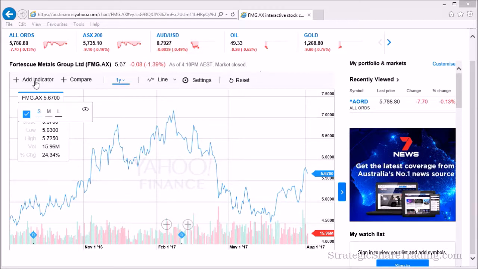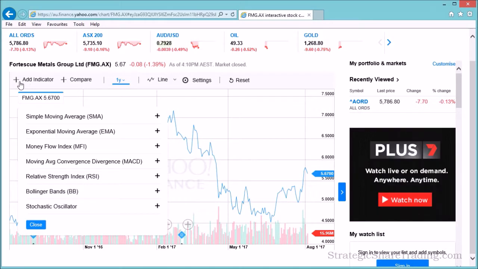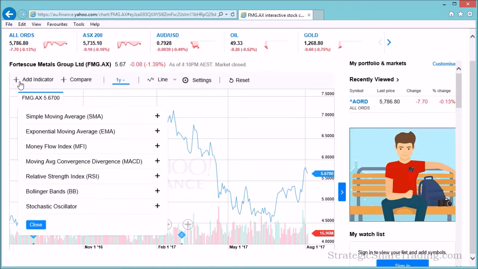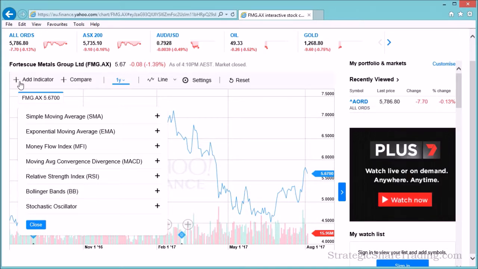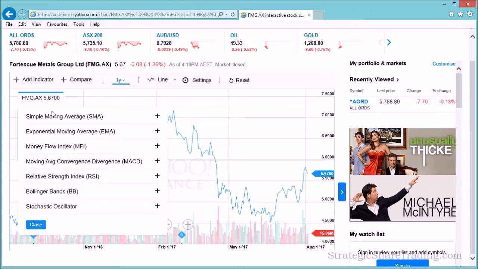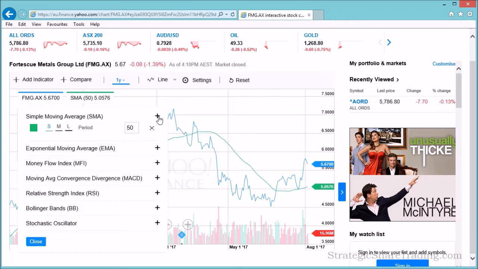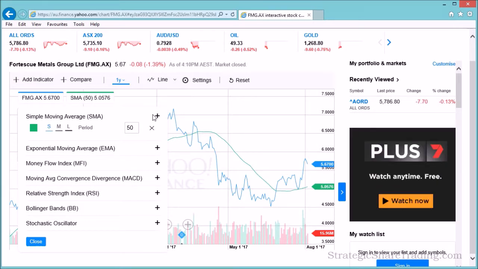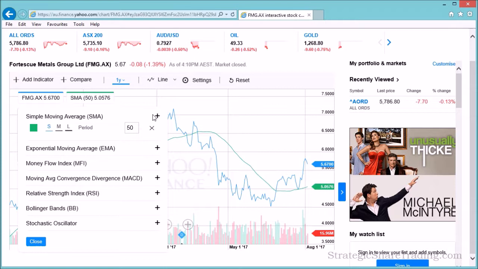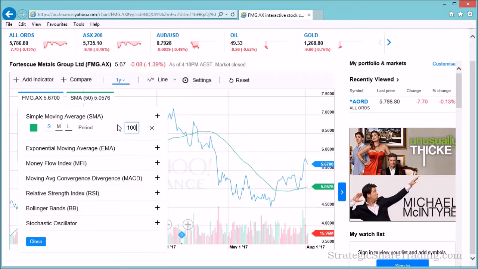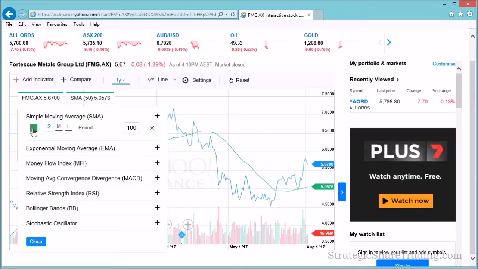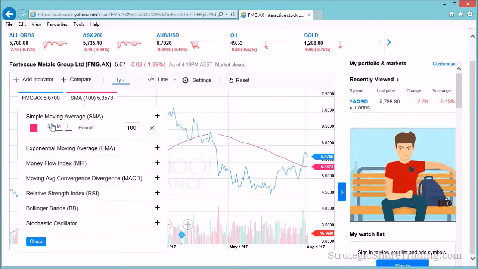So we'll click here, add indicator, and you can see the different types of indicators we can add here. The best to start with, the most popular and well-known indicator, is the moving average. So let's start with simple moving average. We have to put in a period, which is how many points on the chart we want to calculate the average. So I'm going to put in 100, and I might just change the color to make it stand out more, and then click close.